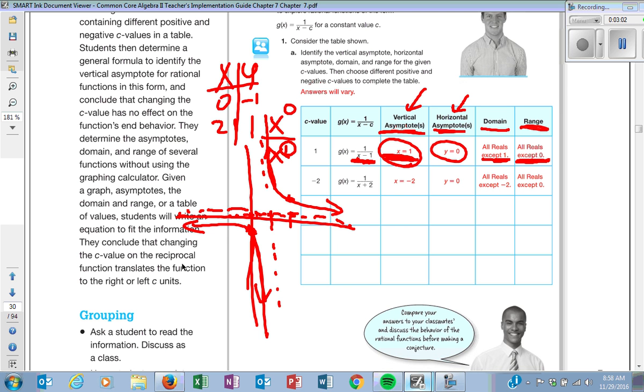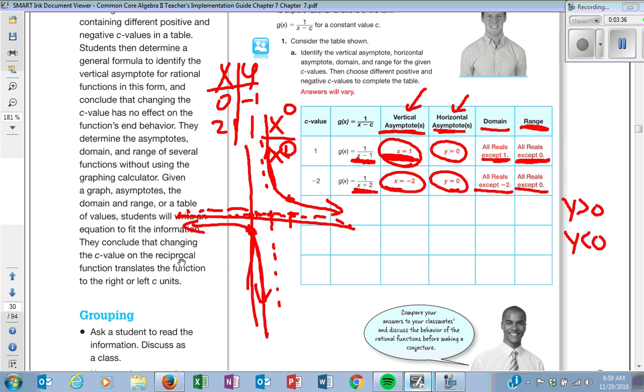For these guys right here, again, what makes my bottom 0? A negative 2. That's my vertical asymptote. I know y can't equal 0 for my horizontal because my bottom power is bigger than my top power. My domain is everything except for negative 2. And my range, because it's odd, is all reals except for 0. If it's even, I know it's either going to be y is greater than or equal to 0, or y is less than or equal to 0, depending on whether it's up or on the bottom.